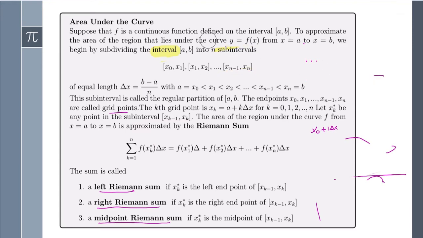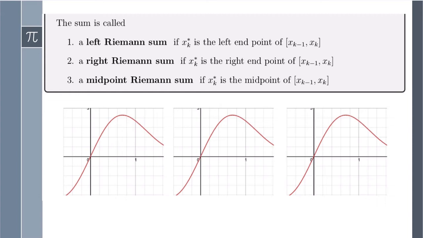Let's see this in a graph in the next slide. Okay, so I have 3 different graphs. I'm going to show you the left Riemann sum, the right Riemann sum, and the midpoint Riemann sum. For example, I have this curve. I want to determine the area from 0 to 1, and I'm going to divide this into, let's say, 5 subintervals. So this is x sub 0, x sub 1, x sub 2, x sub 3, x sub 4, and x sub 5.